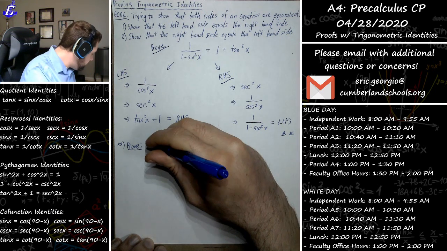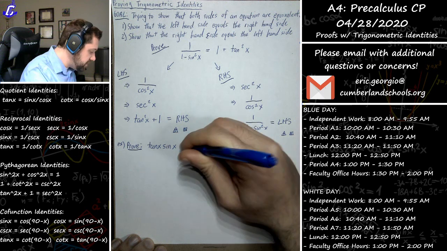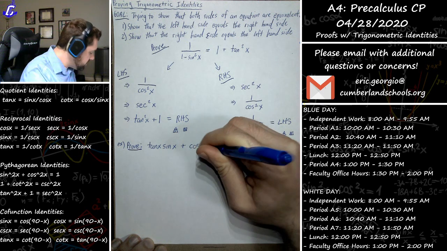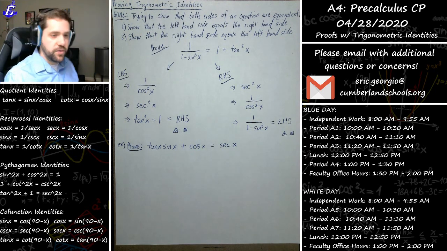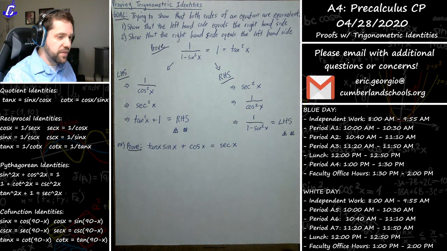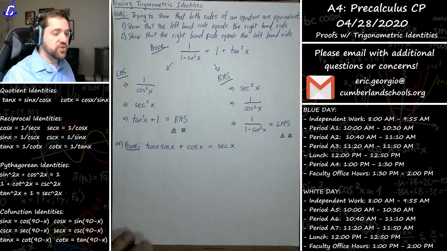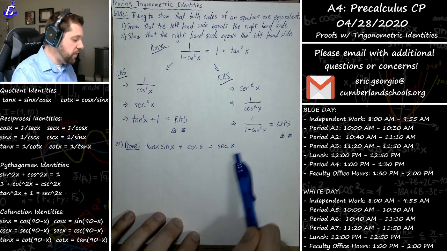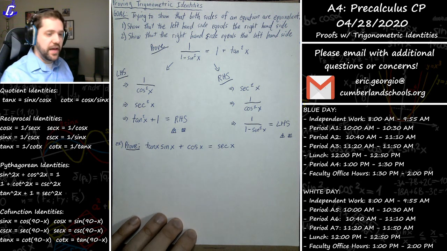All right, here we go. How about something like the tangent of x times the sine of x plus the cosine of x is equal to the secant of x. I want to prove that that's true. Now, if you're thinking to yourself, which side of the equation should I start working with? Should I manipulate the right-hand side to make it look like the left, or should I manipulate the left-hand side to make it look like the right?